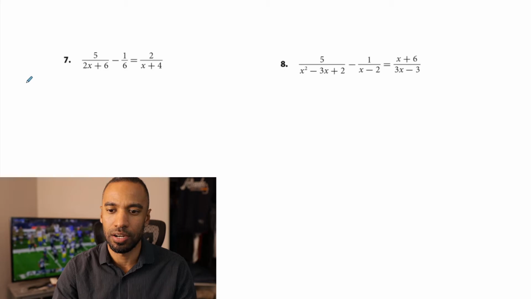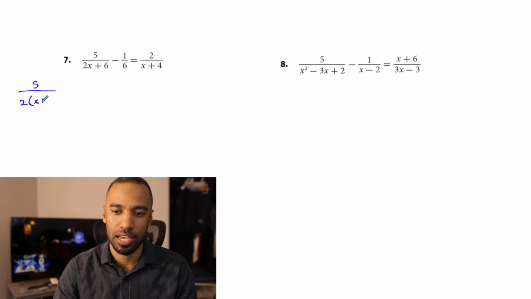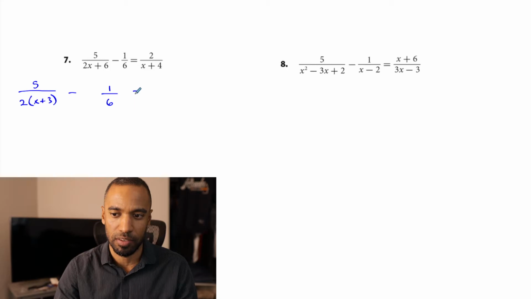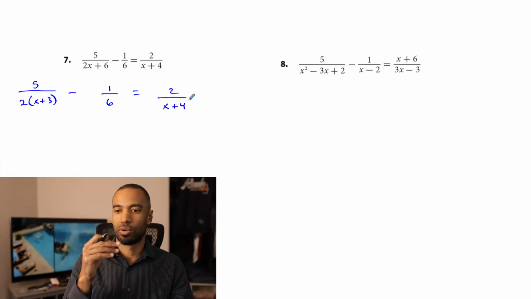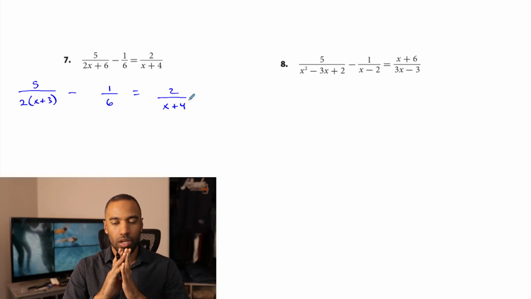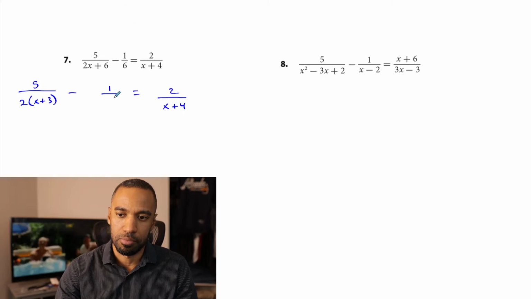So on number 7 here, let's go ahead and play our factor game. I have 2 times x plus 3, as 2 is a common factor. I have 1/6 here. It looks like they really got to multiply by something, so I'm going to give it space. And 2 over x plus 4. Nothing else to factor there. Okay, guys. You know what? I'll turn 6 into 2 times 3.